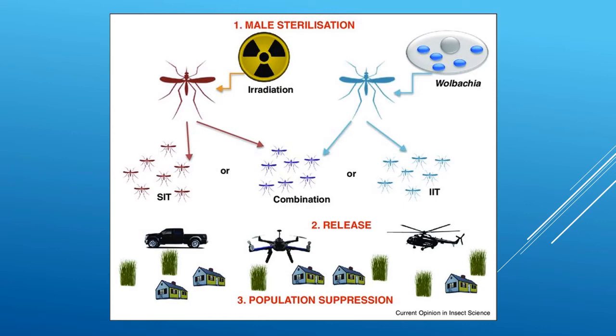sterile insect technique. As mentioned, you have sterilization, which can be induced by two methods. You have irradiation, that's through gamma rays, and through a bacterium that infects insects called Wolbachia. So what happens in these two methods is very simple. First, you sterilize and then you release, and then the population is suppressed. You can release with vehicles, you can release using drones, or you can release using helicopters as an illustration.